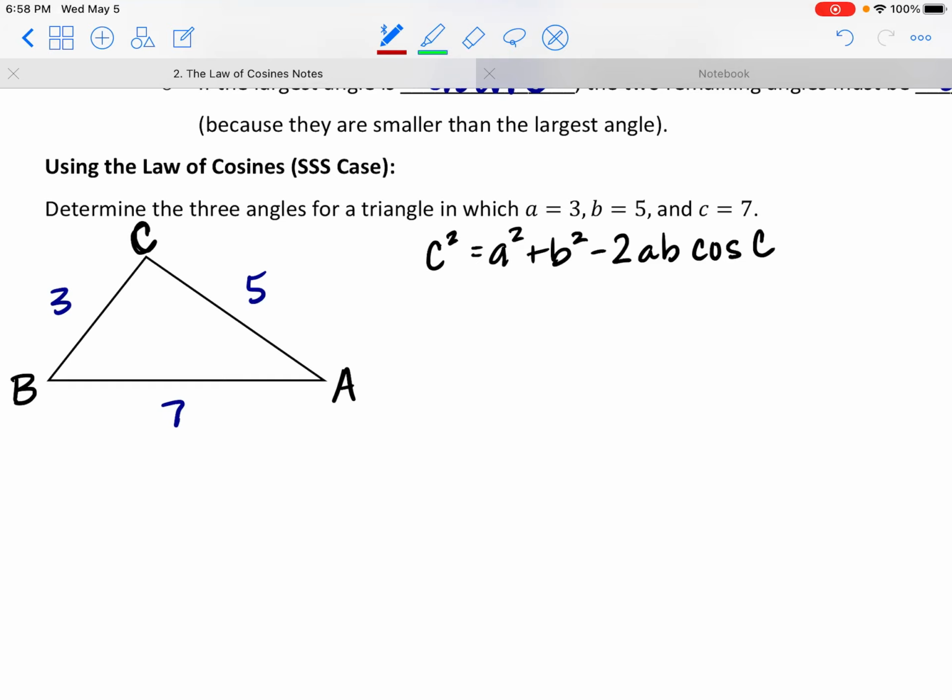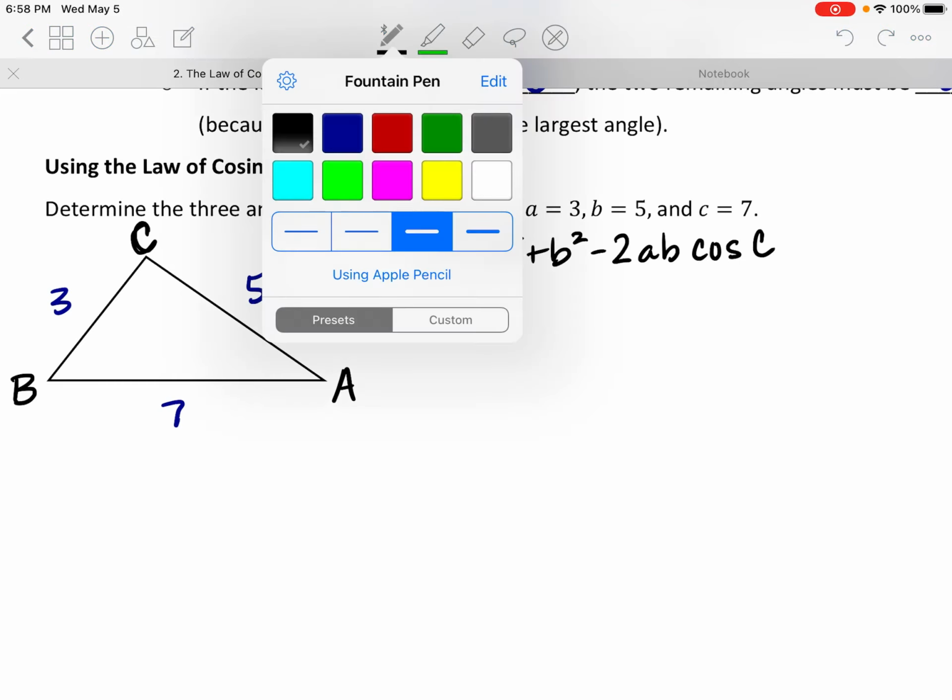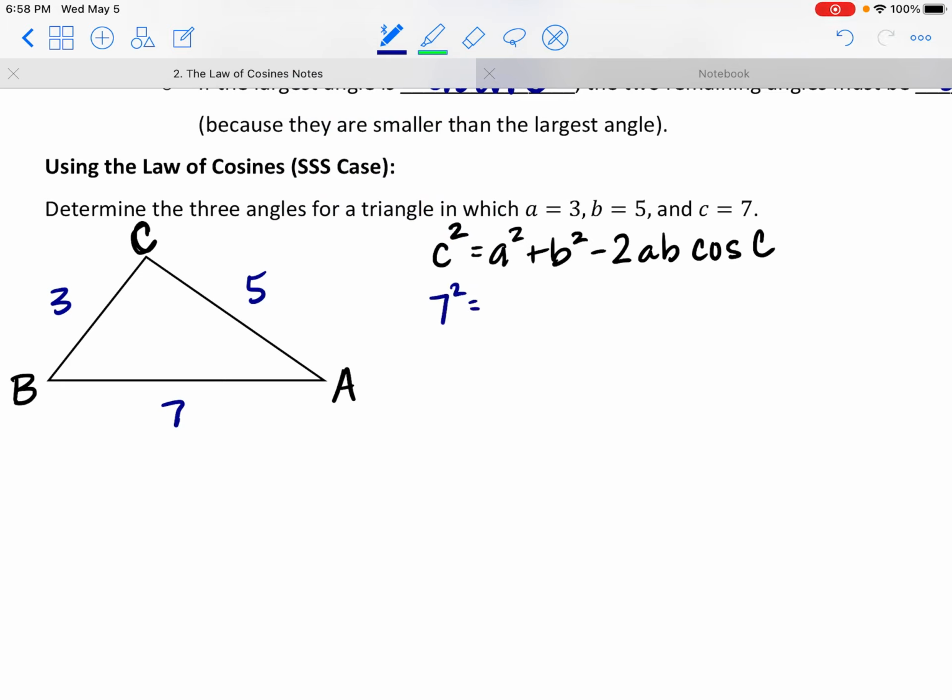C, and that's capital C on this one. This is a little c over here. Okay, so we know all the information that we need to be able to plug in and solve for that one remaining variable that's going to be in there. So c squared, we're going to put 7 squared here, and then a squared is going to be 3 squared, b squared is going to be 5 squared, and that's minus 2 times 3 times 5 times the cosine of some angle C.